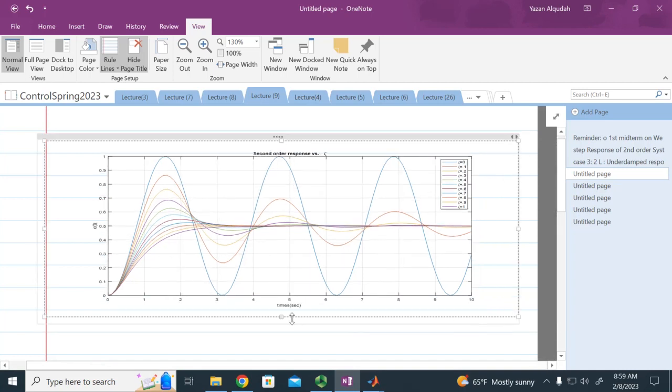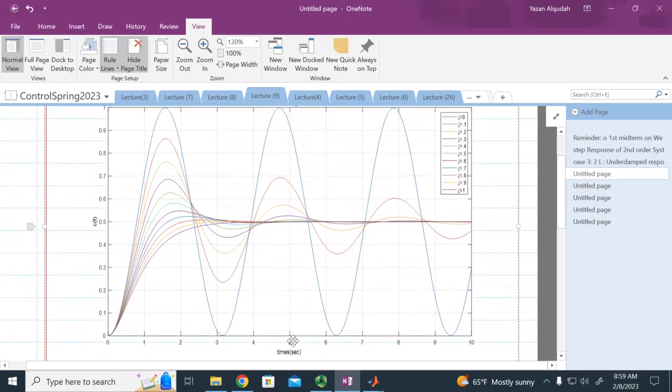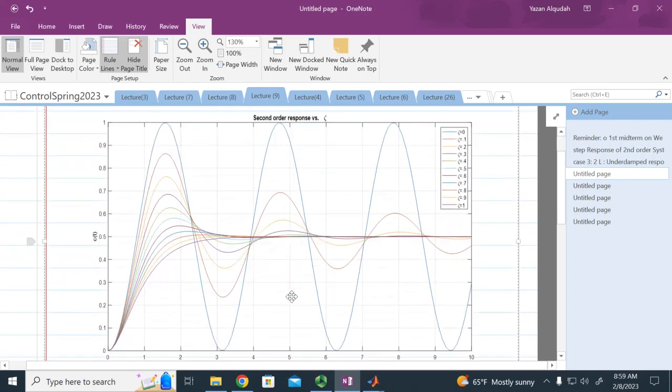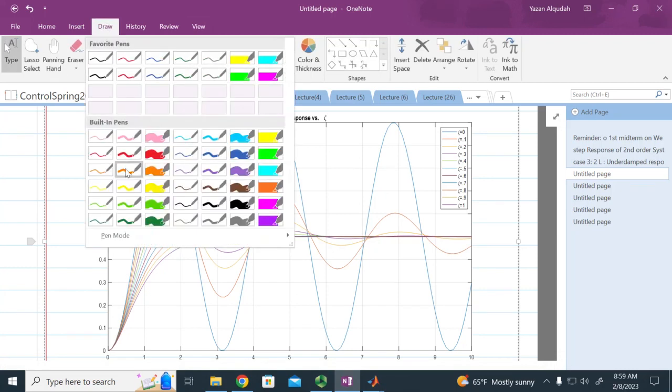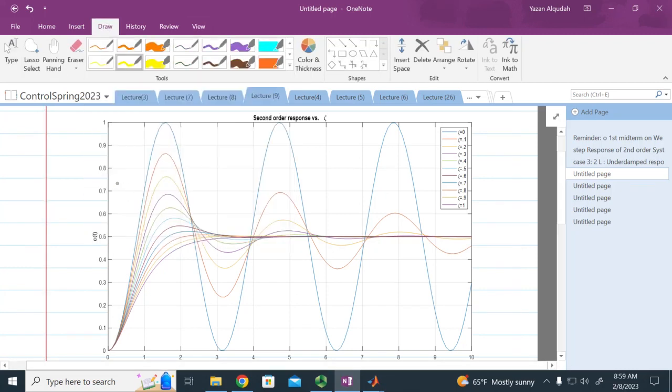Okay. So if you look at the second order response, and I'm going to highlight the extreme values so you can see them. When zeta is equal to 1, I'm going to have this response here. And zeta equal to 0.9, that is the one next to it. 0.8, 0.7, 0.6, 0.5, all the way to 0.1. Make sense?